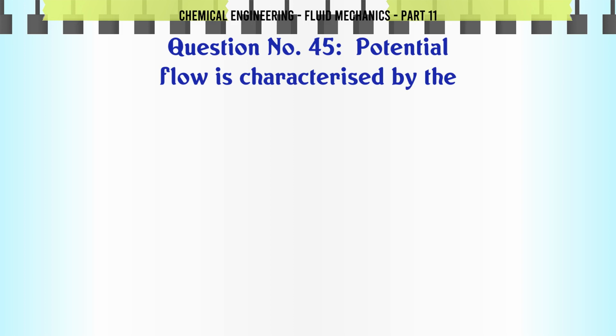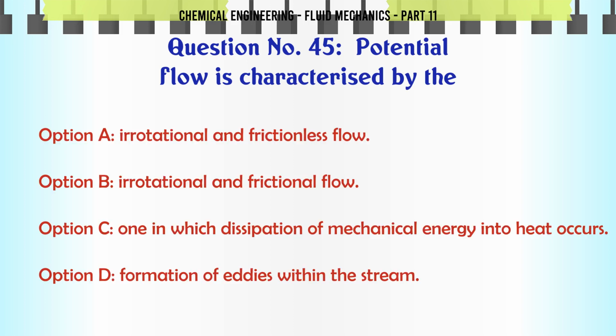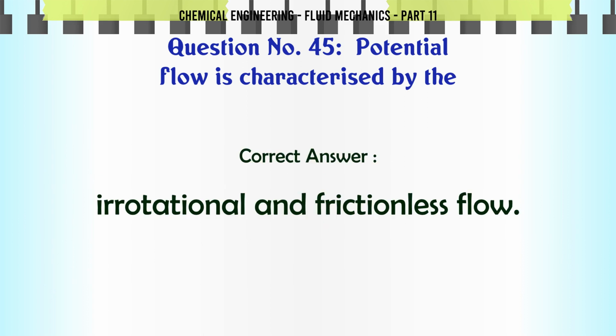Potential flow is characterized by the A. irrotational and frictionless flow. B. irrotational and frictional flow. C. one in which dissipation of mechanical energy into heat occurs. D. formation of eddies within the stream. The correct answer is irrotational and frictionless flow.